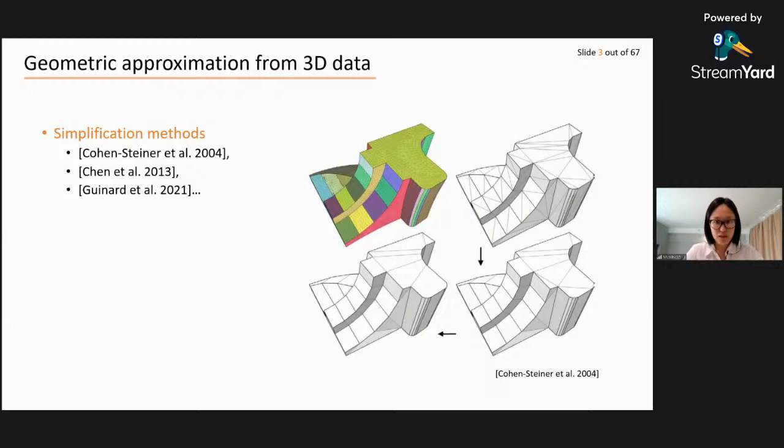To begin with, let's briefly summarize the existing methods for reconstructing compact models. First, compact models can be approximated from 3D data, such as meshes and point clouds. The first family of work is the simplification methods, which simplify a dense triangle mesh into a coarser mesh by clustering techniques. It can also be applied to point clouds by introducing a graph structure on top of the point clouds.